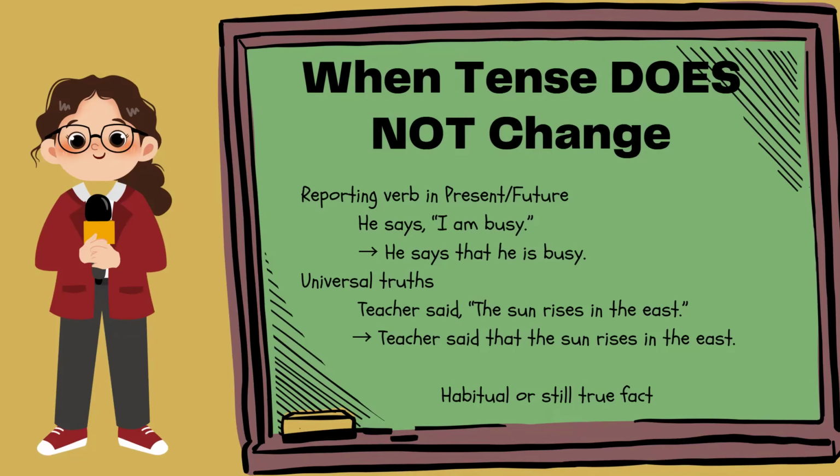And the next situation is when you're talking about a universal truth, like the teacher said, "The sun rises in the east." You cannot say the teacher said that the sun rose in the east, which means yesterday it rose in the east and today it is rising in the west. That becomes totally wrong. So remember that all universal truths, habitual actions, or true facts and information cannot be changed even if the reporting verb is in past.